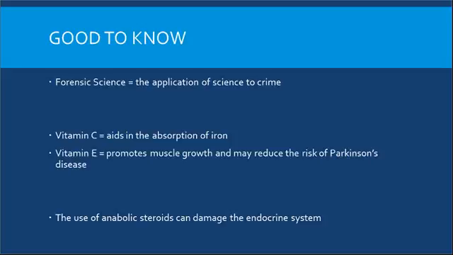Some vitamin things to remember in terms of vitamin C and E. So vitamin C can aid in the absorption of iron. That's another tidbit I want you to know. Vitamin E promotes muscle growth and also may reduce the risk of Parkinson's disease. The use of antibiotic steroids, that's another thing we can control to help with our wellness. They can damage the endocrine system because you are introducing steroids, which are going to affect the hormones and everything else in your body. So again, that leads to our endocrine system.